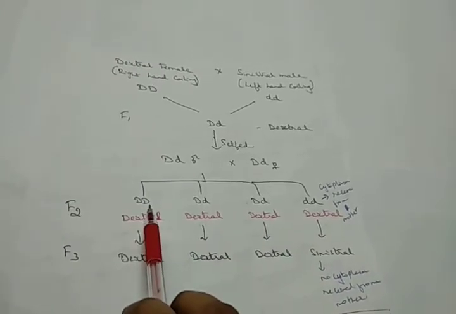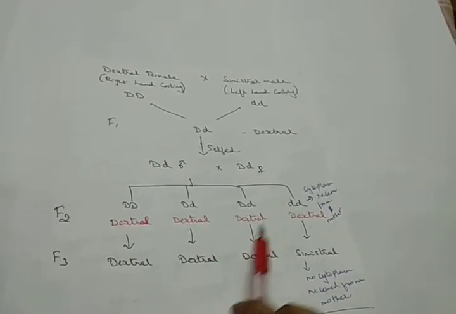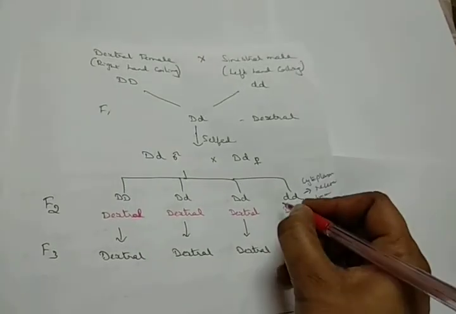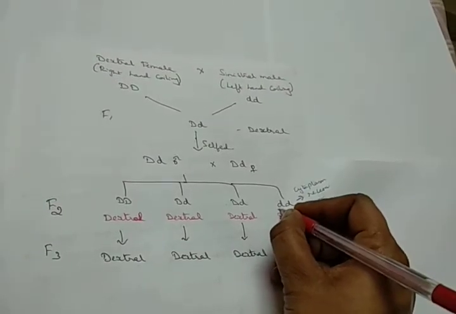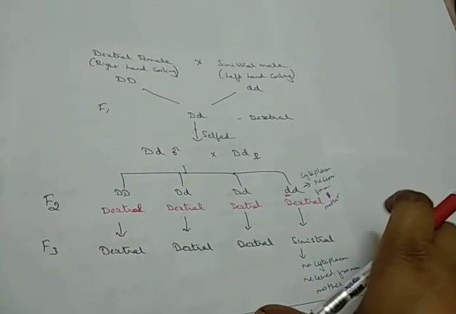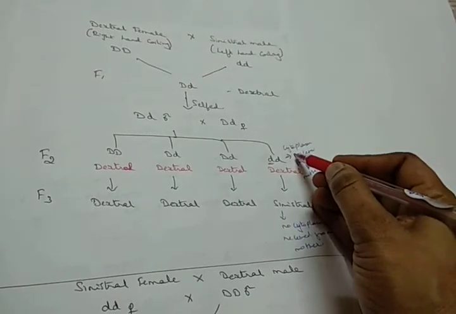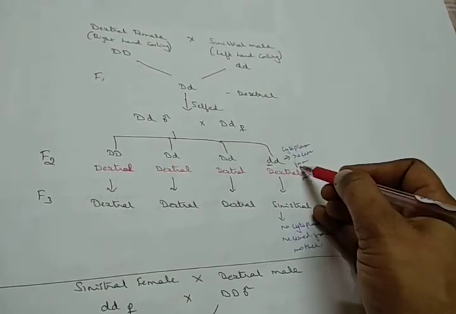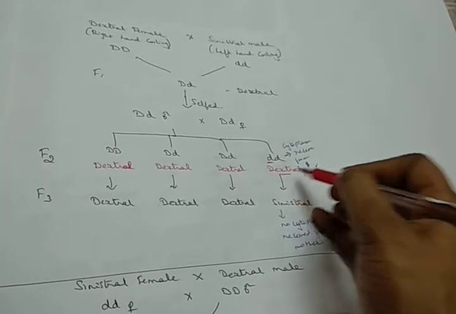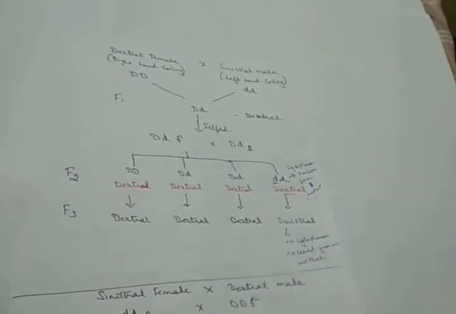You have capital D capital D dextral, capital D small d dextral, capital D small d dextral, and the small d small d is also dextral, because one of these genes is received from the mother, and the mother is going to determine it, because she is the predetermined region. So from the mother, since the cytoplasm is received, the protein is received there, it is going to give the right side coiling. So this is what is called the predetermined or the maternal effect.